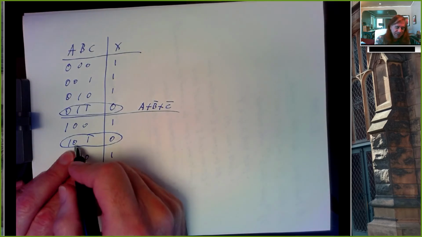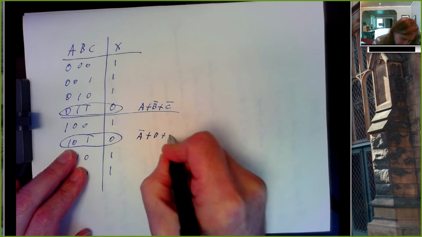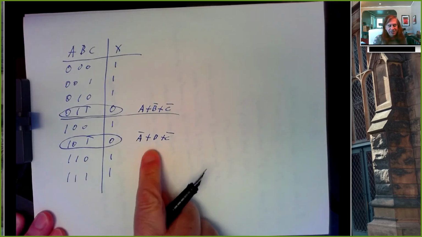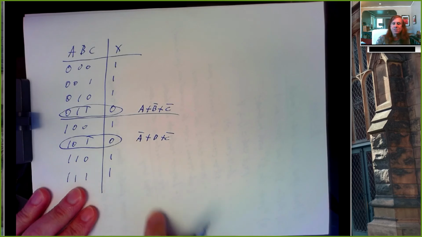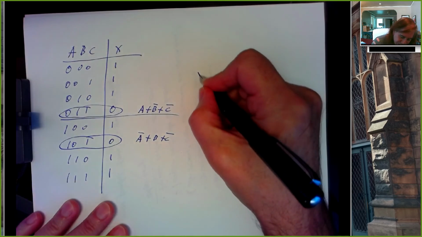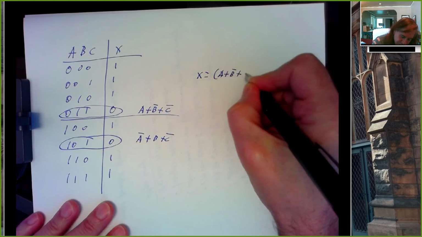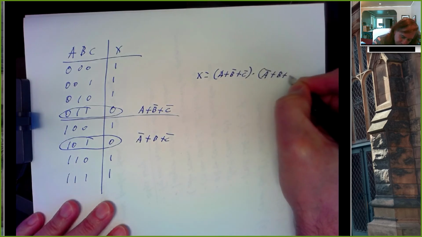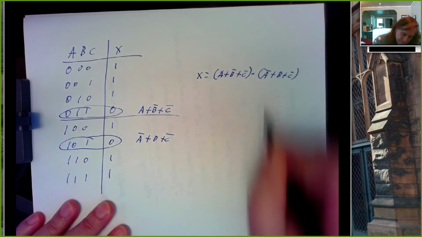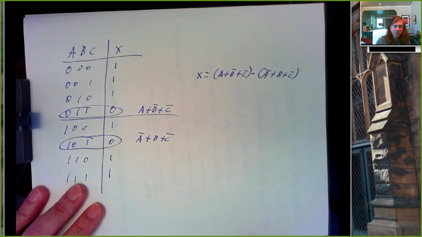And I'm going to write a similar expression down here. I'm going to write a bar, or b, or c bar. And this is a 1 everywhere except in this row. And in this row it's a 0. And now I'm going to say x is the logical AND of these two expressions. And that turns out to be a perfect equation for this truth table.